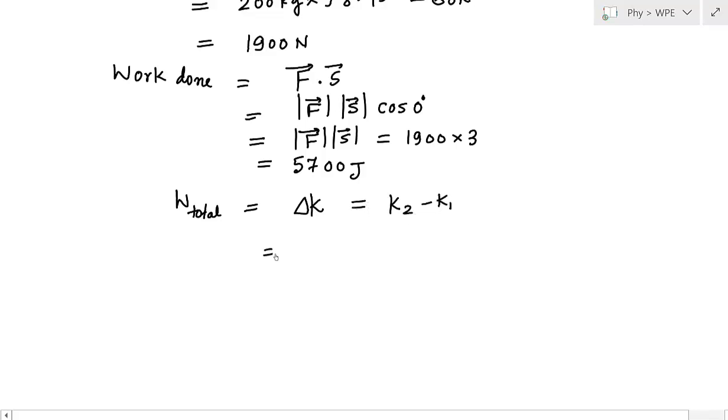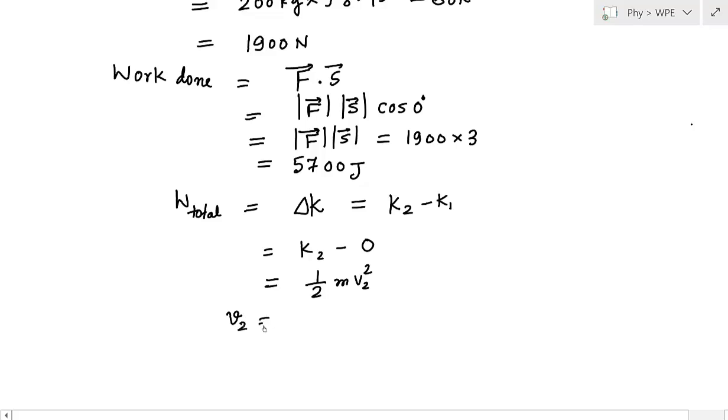Now if you remember, the hammer has just started the motion at point 1, so the velocity at point 1 is 0, and the kinetic energy is also 0, because kinetic energy is half m v1 square. So kinetic energy at point 1 is 0 because velocity is 0, and K2 I can write as half m v2 square. So from here we can calculate V2.